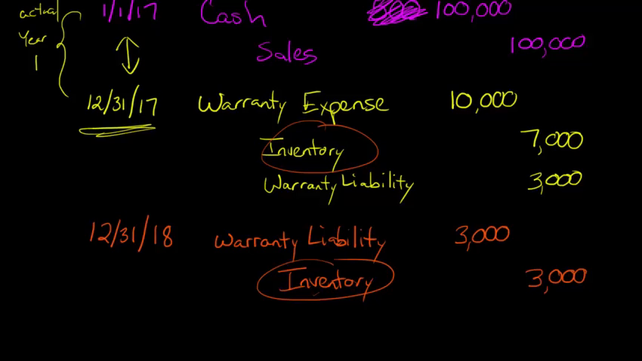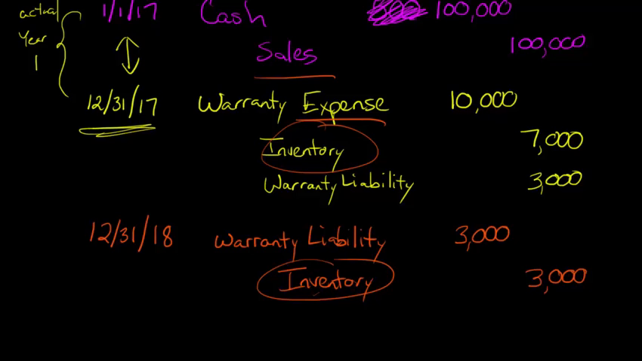But notice that we did a really good job matching because all the warranty expense, right, which is going to affect the income statement, happened in 2017, which incidentally is the same year where we had the sales, right? So we matched our expense with the sales. So in terms of the income statement, we had really good matching here.